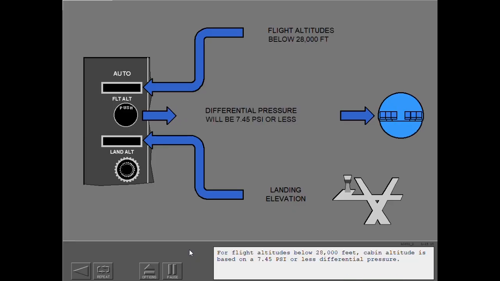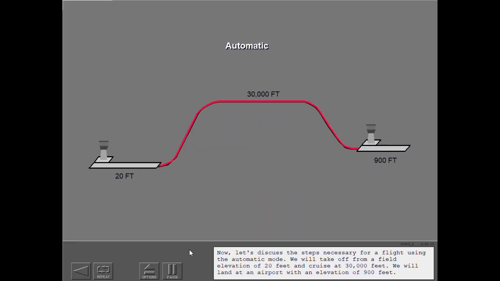For flight altitudes below 28,000 feet, cabin altitude is based on a 7.45 psi or less differential pressure. For flight altitudes above 28,000 feet, cabin altitude is based on a 7.8 psi or less differential pressure. Now, let's discuss the steps necessary for a flight using the automatic mode.